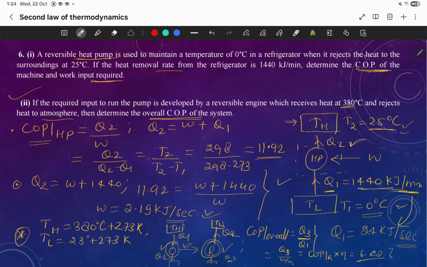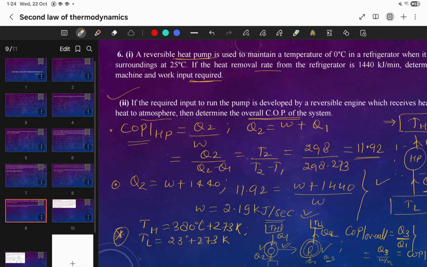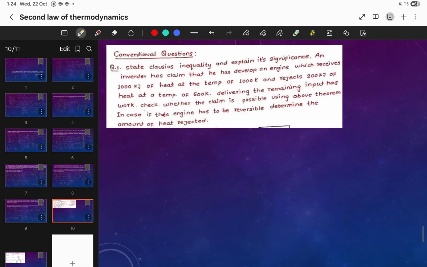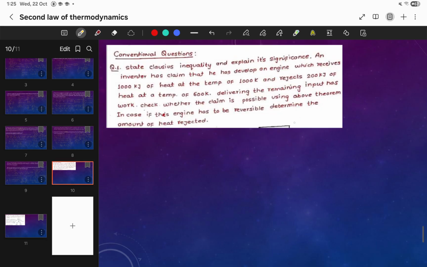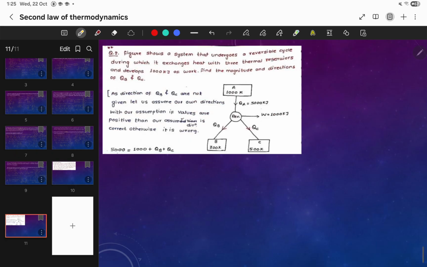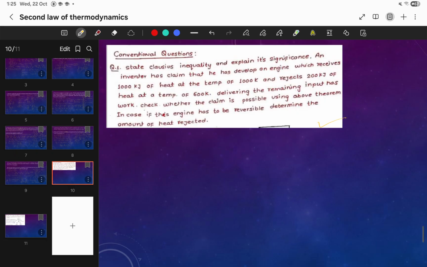So I hope this is all. The remaining questions are from your booklet, from your handwritten notes, so you can check them from there. This is I think from process inequality. These are from your handwritten notes, so you can go through them from there. Okay, so this is all for today.